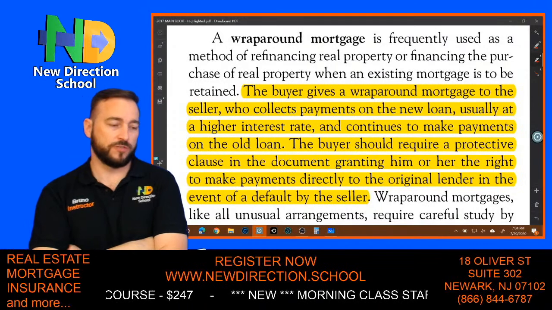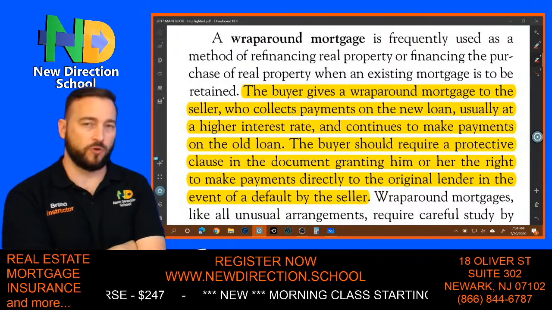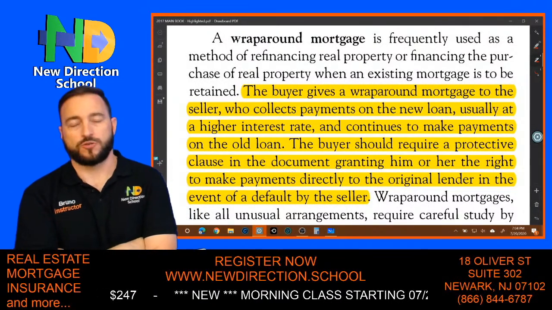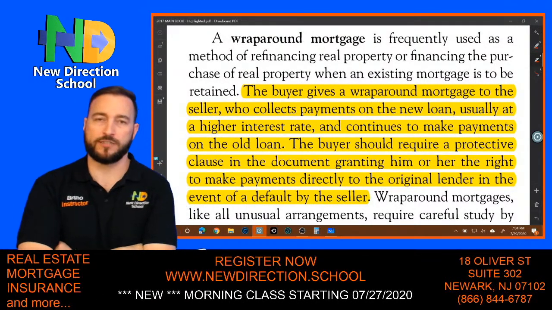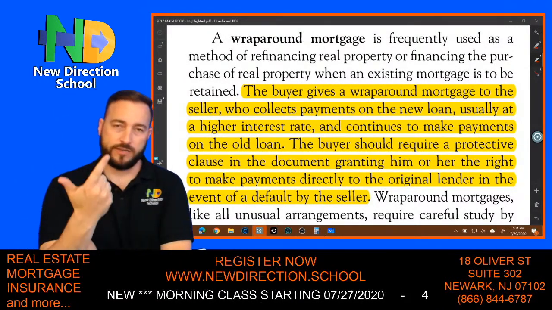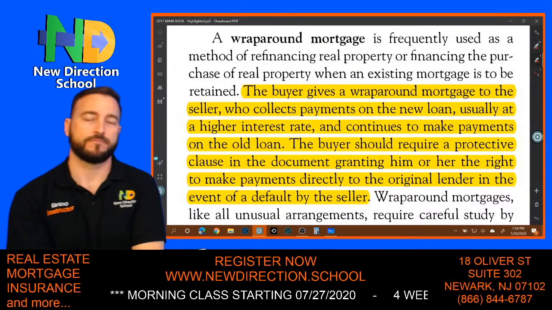Moses, partial release clause, it's only for blanket mortgages. So traditionally, blanket mortgages are for subdivisions. So yes, associate the three: partial release, subdivisions, blanket mortgage. Okay?